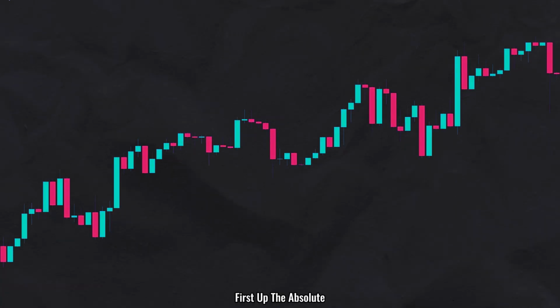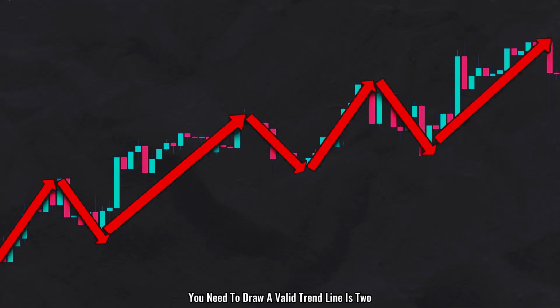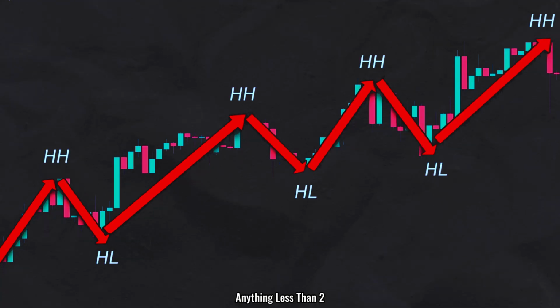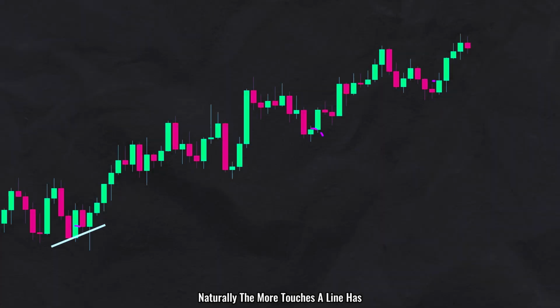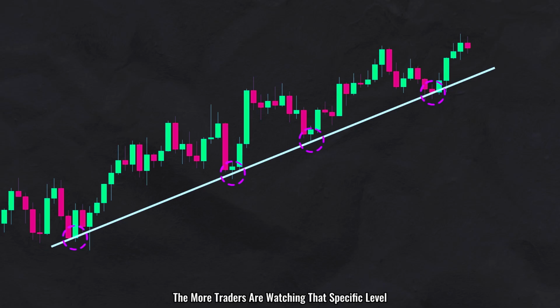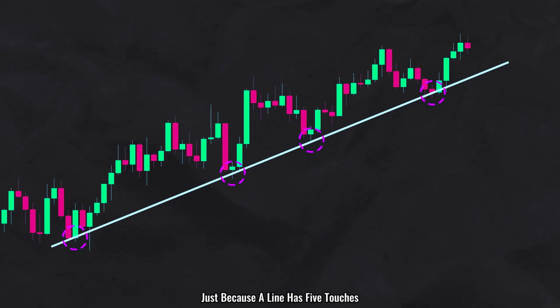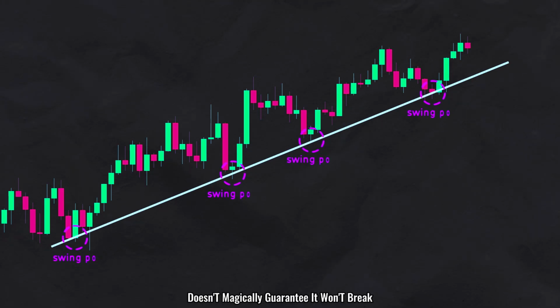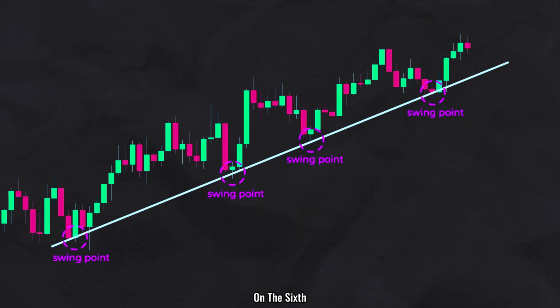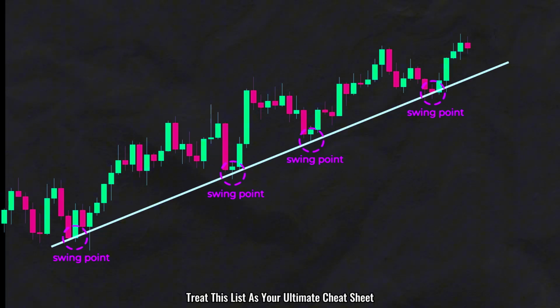First up, the absolute bare minimum number of touches you need to draw a valid trend line is 2. Anything less than 2, and you're just drawing magic lines. Naturally, the more touches a line has, the more traders are watching that specific level. But a quick heads up, just because a line has 5 touches doesn't magically guarantee it won't break on the 6th. Treat this list as your ultimate cheat sheet.